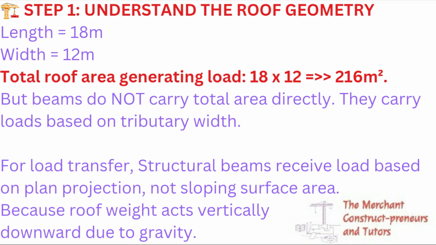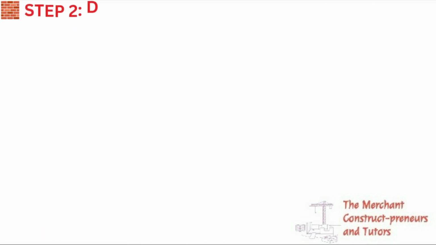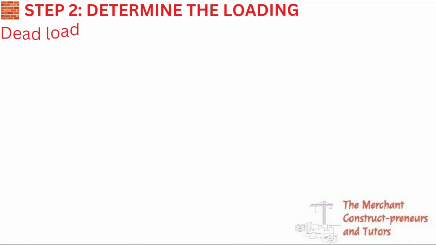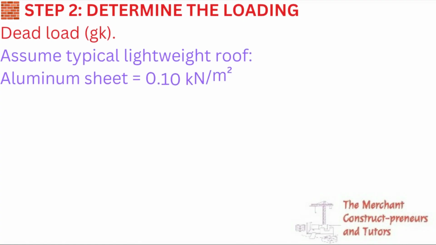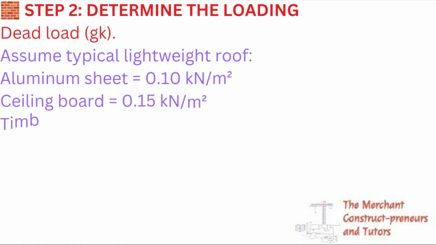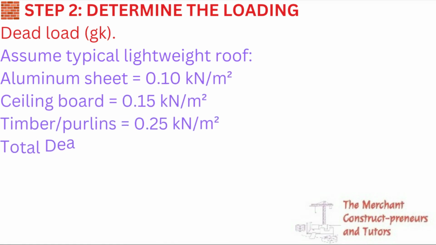But beams do not carry total load directly, right? They carry loads based on tributary width. For load transfer, structural beams receive load based on plan projection, not sloping surface area, because roof weight acts vertically downwards due to gravity. So this statement is telling us that irrespective of the configuration of the roof, the weight of the roof is vertical. It's not even based on the slope, so the calculation will be based on the plan area, how it is being exerted on it.